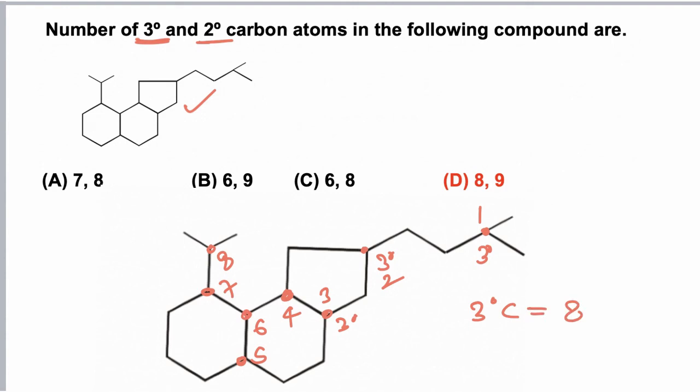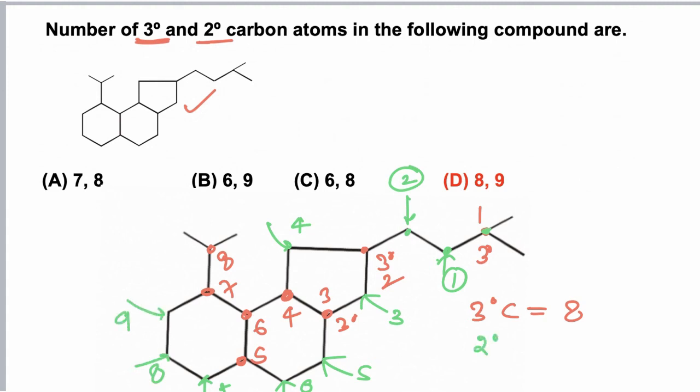So now if we have to count 2 degree carbon, so 2 degree carbon is the carbon atom which is directly connected with 2 other carbon atoms. For example, this carbon is connected with this carbon and this carbon, so this is 2 degree carbon. So 2 degree carbon 1, 2, now this is 3 degree carbon, 2 degree carbon 3, 4, 5, 6, 7, 8 and 9. So 2 degree carbon in the given molecule is equal to 9.